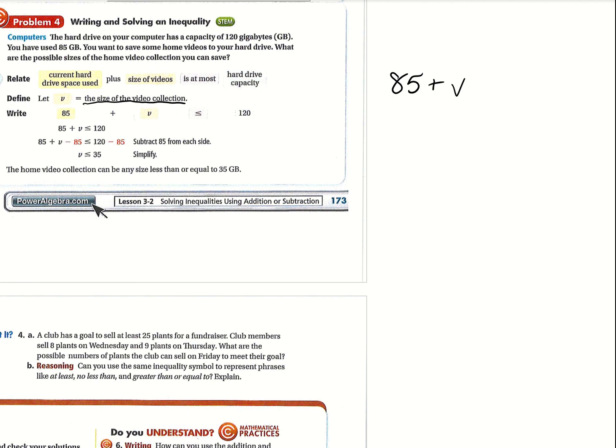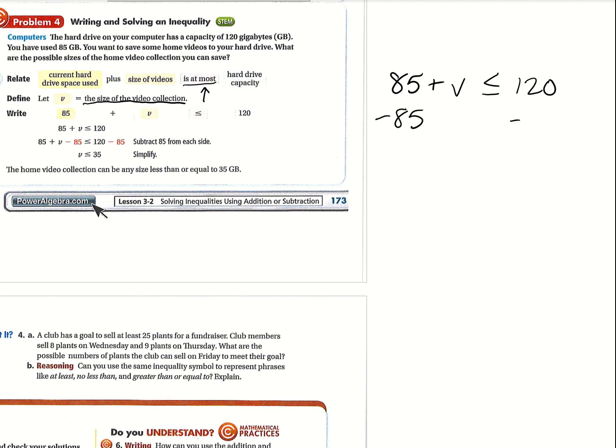At most, whenever you see "at most," you're going to know that means it has to be less than or equal to. It gets a little bit confusing here because at most actually means less than, even though it seems like it should mean greater than, but it's not greater than. At most also implies that it can be equal to the number that they give you. So we have 85 plus v is less than or equal to the hard drive capacity, which they tell us is 120 gigabytes.